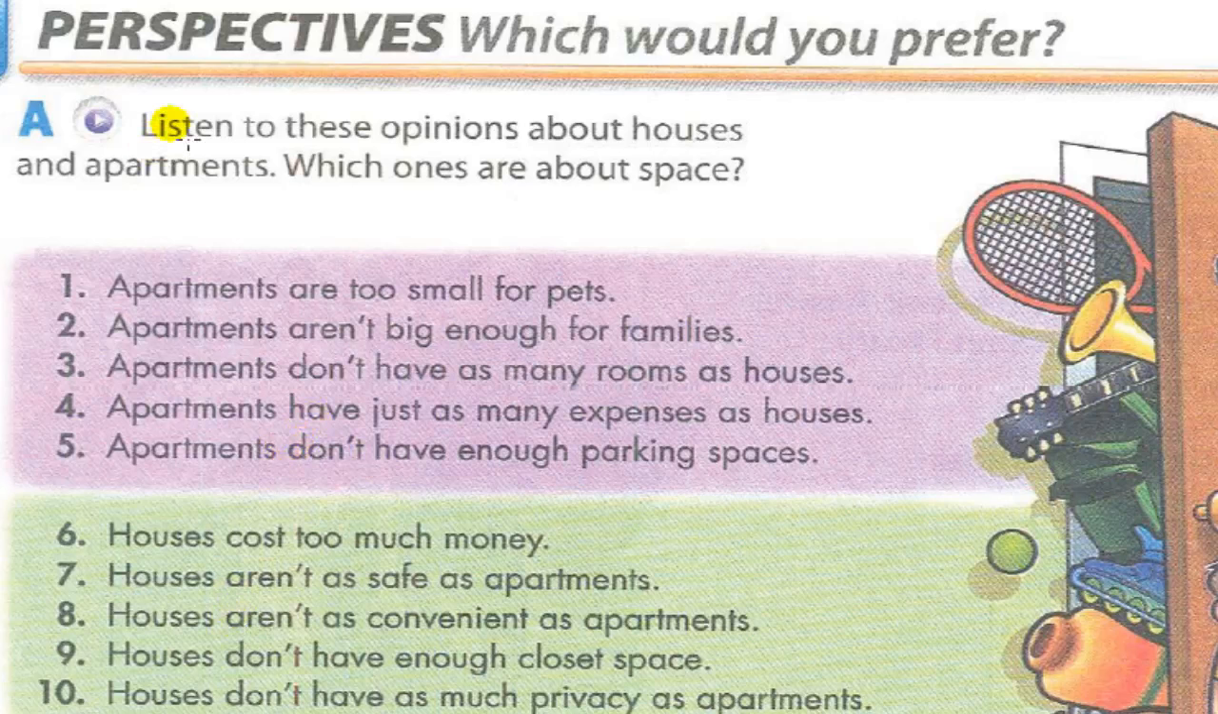Unit 3. Time for a change. Page 16, exercise 2. Perspectives. Which would you prefer? Part A. Listen to these opinions about houses and apartments. Which ones are about space? 1. Apartments are too small for pets. 2. Apartments aren't big enough for families. 3. Apartments don't have as many rooms as houses. 4. Apartments have just as many expenses as houses. 5. Apartments don't have enough parking spaces.